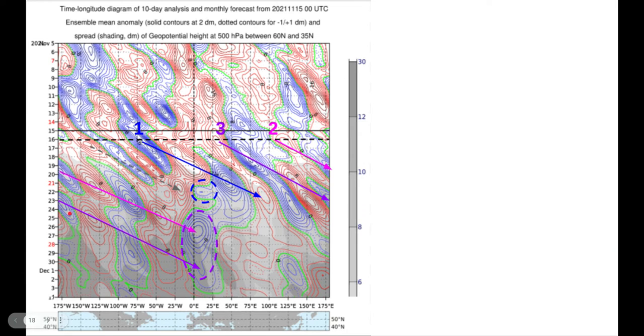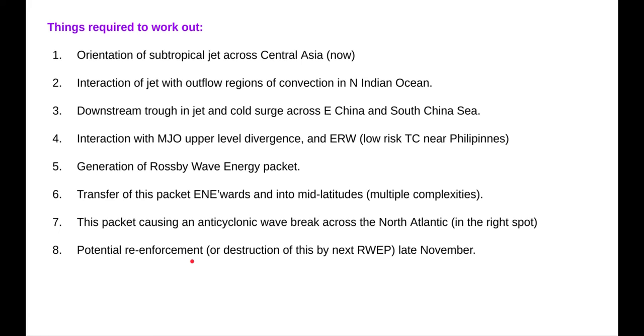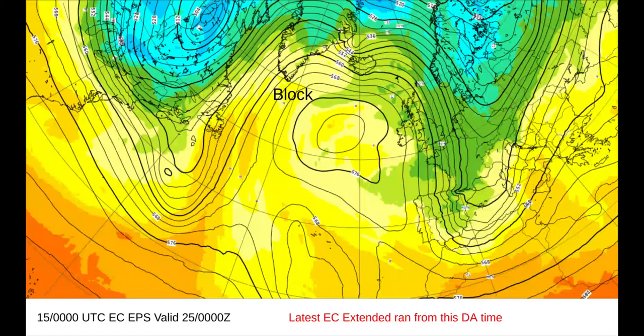And the third packet is generated several days later on the 23rd, runs, and in this run reinforces that block. So these are all the things we need to work out for that to happen. The orientation of the jet correct across Asia, how convection across the North Indian Ocean interacts with that, the downstream trough that develops in the cold surge across eastern China, the South China Sea and Northwest Pacific, the interaction of outflow from the MJO convection and the equatorial Rossby wave, the low risk of a tropical cyclone near the Philippines, which generates our equatorial Rossby wave packet. That's got to transfer east-northeastwards into the mid-latitudes, very complex. We've then got to get an anticyclonic wave break in the right spot, again difficult to do, and that could potentially be reinforced or destroyed by the next packet in late November.